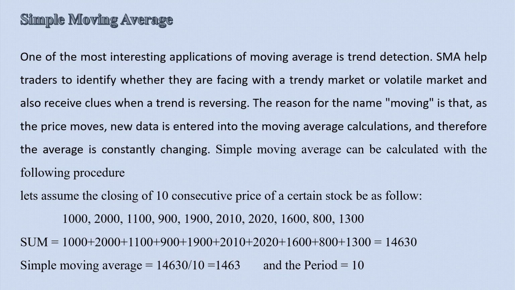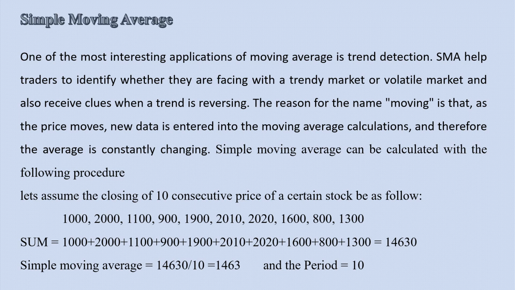Simple moving average can be calculated with the following procedure. Let's assume the closing of 10 consecutive prices of a certain stock be as follows: 1000, 2000, 1100, 900, 1900, 2010, 2020, 1600, 800, and 1300. If we add these 10 numbers, we get the sum 14,630. Now, the value of simple moving average is equal to the sum of these 10 numbers divided by 10. So 14,630 divided by 10 equals 1,463, and the period is 10.